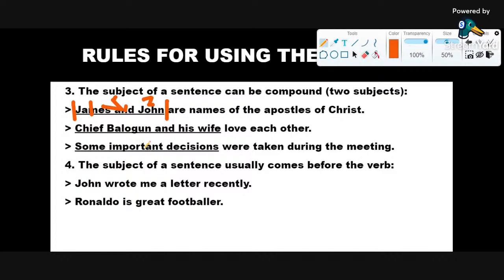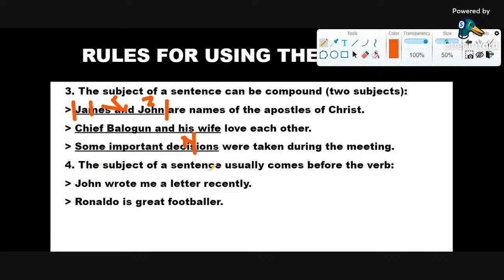So here, we don't exactly have two separate subjects, but we have a situation where the noun is described by other words. This is modifier 1, this is modifier 2, and this is the head word. So it's really not in the same line with the first two examples.